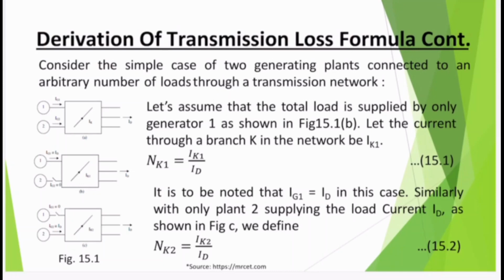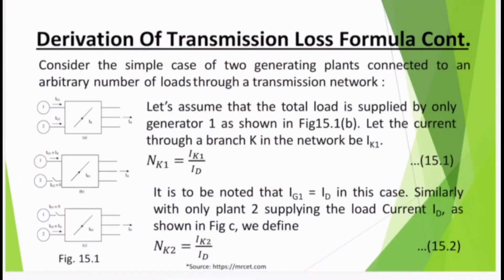So let's assume that the total load is supplied by only one generator, based on the figure given in 15.1b. Let the current through the branch K in the network be IK1, and NK1, which is nothing but IK1 upon ID. It is to be noted that IG1 equals ID. In this case, similarly, with only plant 2 supplying the load current ID as shown in figure 15.1c, we define NK2, which is IK2 upon ID.